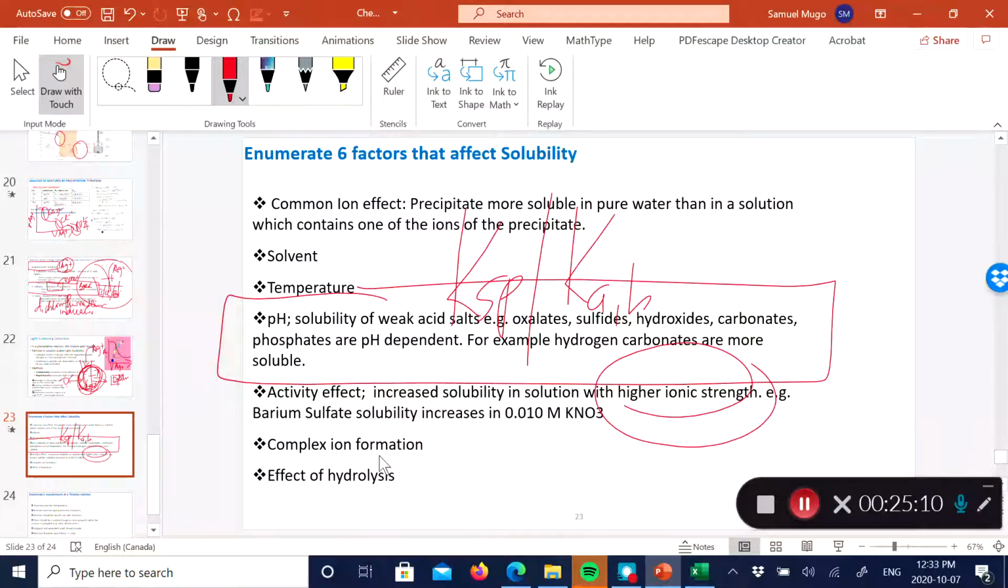Complex ion formation is another factor that affects solubility product equilibrium. And I know I didn't talk a lot about complexation, but I will do that later on, maybe in a lecture or two in the next weeks. And lastly, hydrolysis also affects solubility. Okay, if you've got a compound that undergoes hydrolysis, you're gonna see that that affects solubility.